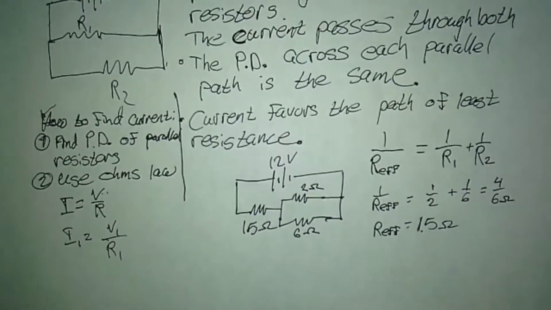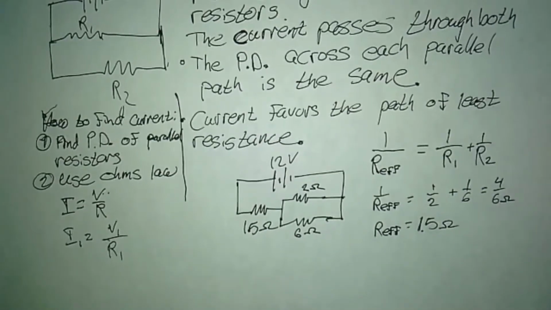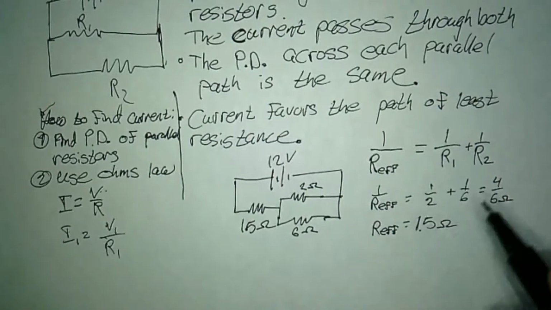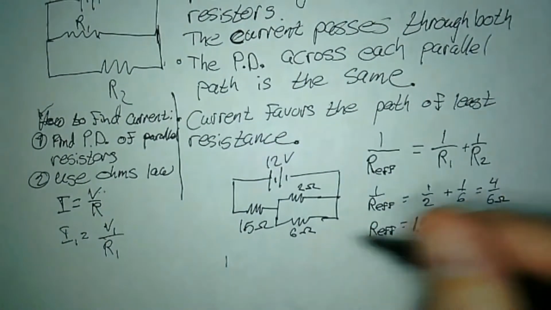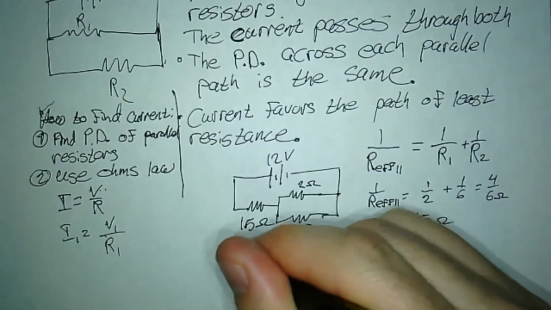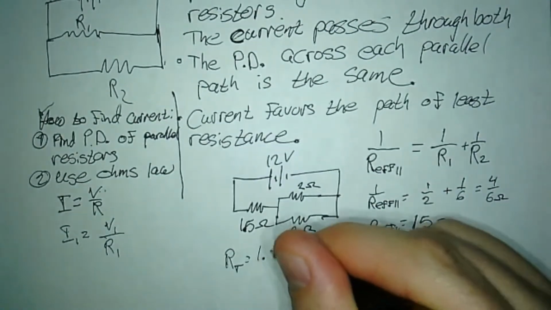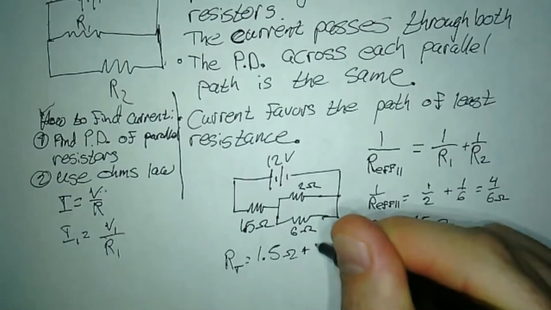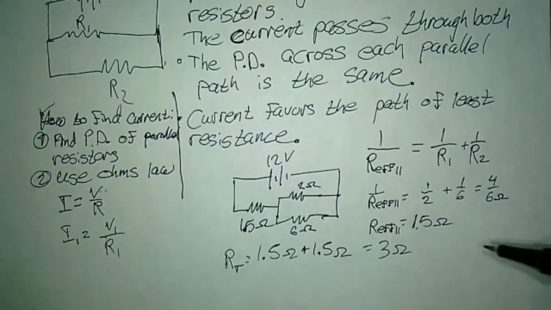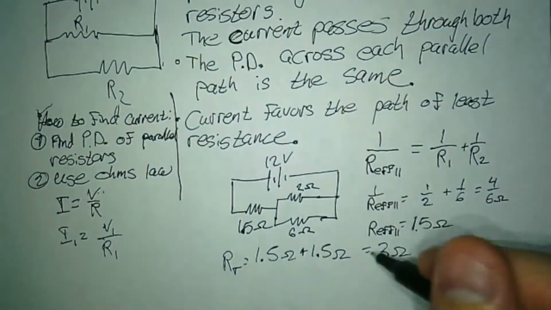Okay, so then now I don't know the current passing through it, right? How do I find the current passing through it? Well, my total effective resistance, so maybe I should call this R parallel. Our total is going to be 1.5 ohms plus 1.5 ohms, right? So that's going to be 3 ohms total. So the total current passing through this whole thing can be found using this value.